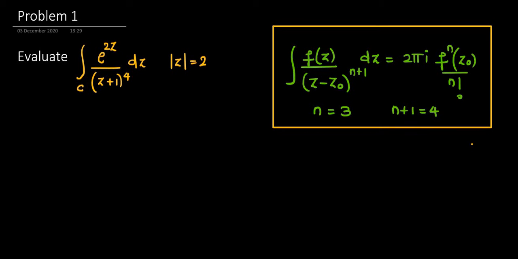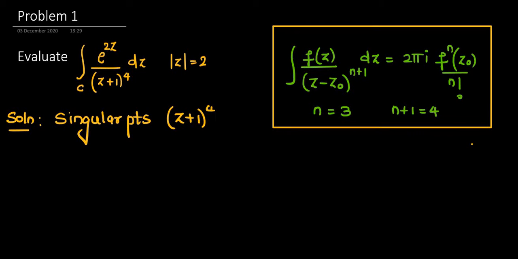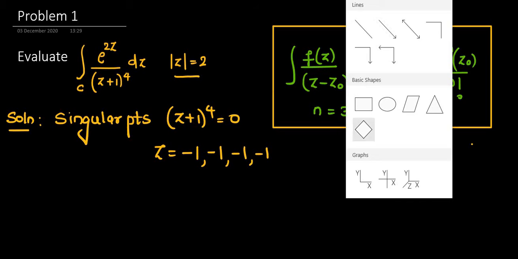Now let us locate the singular points. The singular points are obtained by equating the denominator to 0. After solving, we get the roots as minus 1, minus 1, minus 1 and minus 1. Now let us find out the curve. The path of integration is a circle with center at origin and radius 2.